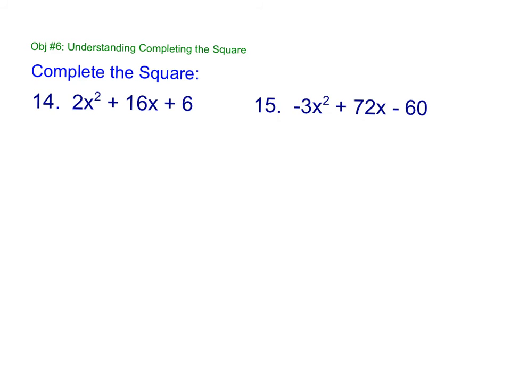All right, last one. These are the tricky ones. So what do you notice about these? We have a coefficient, and you cannot complete the square when x squared has a number in front of it. So you have to divide out the number in front of x squared. So I'm going to divide out the 2.